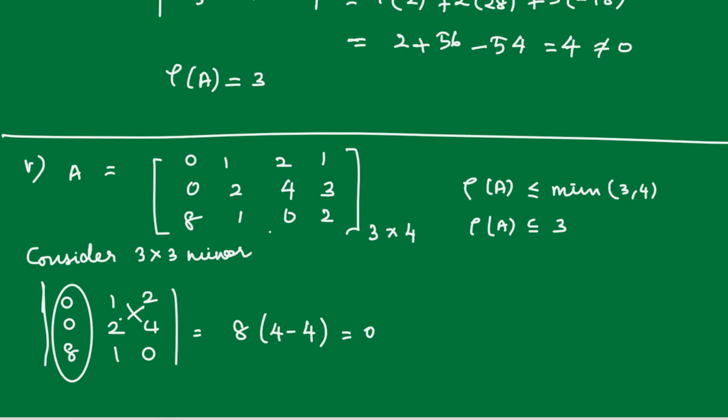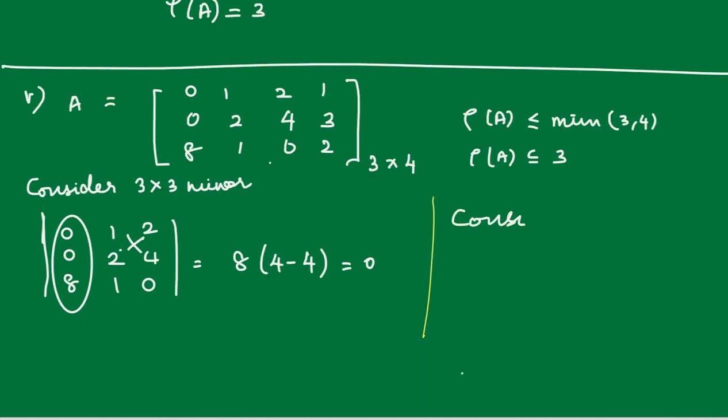Let us consider the next minor of the given determinant. Consider a 3 cross 3 minor. We have to consider all the possible minors. I take the first column, third column and the fourth column. So this is my determinant of 0, 2, 1, 0, 4, 3, 8, 0, 2.